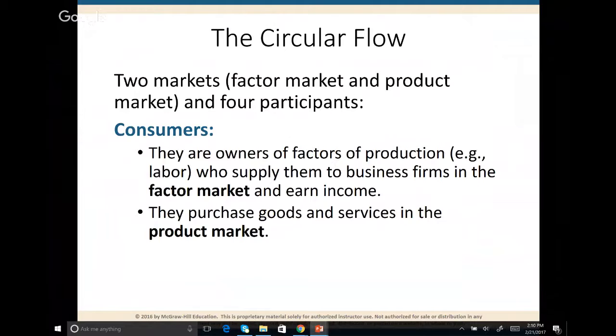And the product market is the stuff you buy. So the goods and services you buy every day: your apples, bananas, computers, iPhones, your haircut. The goods and services you buy from your business, that's the product market.